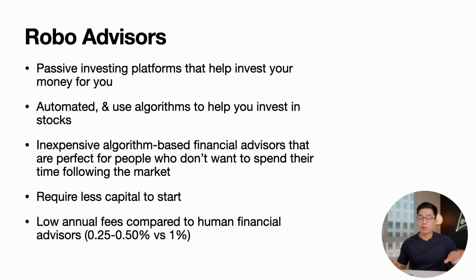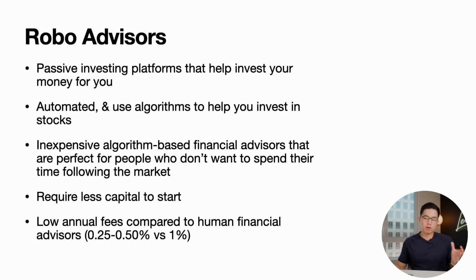So outside of using Robinhood and Webull, let's talk about robo-advisors, because this is a really great way for people to invest that a lot of people don't talk about. I know I sort of mentioned it earlier, but I want to give you guys some more details on what robo-advisors actually are and how they can help you make money. So basically, robo-advisors are passive investing platforms that help you invest your money for you. So it's very hands-off. You don't need to be constantly checking your portfolio, buying and selling and doing all that. So it is very automated.